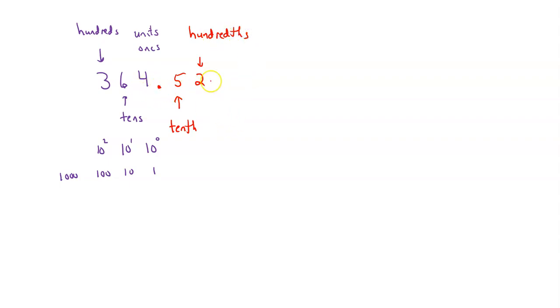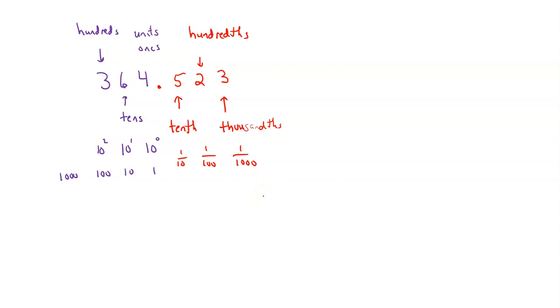What if it's 364.523? Then that next decimal place is called the thousandths. Okay, so now we've got tenths, hundredths, and thousandths. So what's in the first column are things that are worth 1/10. What's in the next column are things that are worth 1/100th. And the next column are things that are worth 1/1000th.